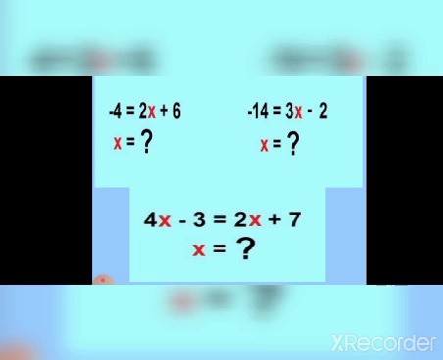Here are three equations. First one, -4 equals to 2x plus 6. We have to find out the value of x. Second one, -14 equals to 3x minus 2. Here also we have to find out the value of x. And third one, 4x minus 3 equals to 2x plus 7. So here also we have to find out the value of x. In every equation you can see that there is only one variable, that is x.